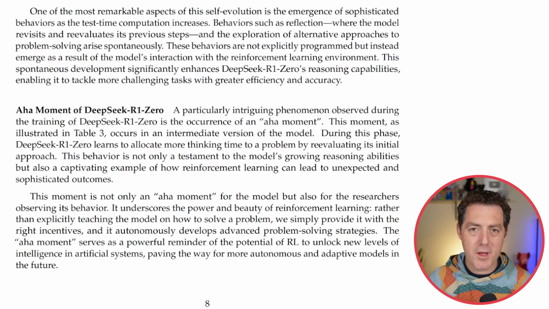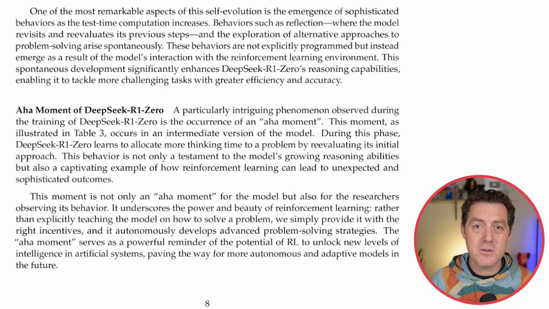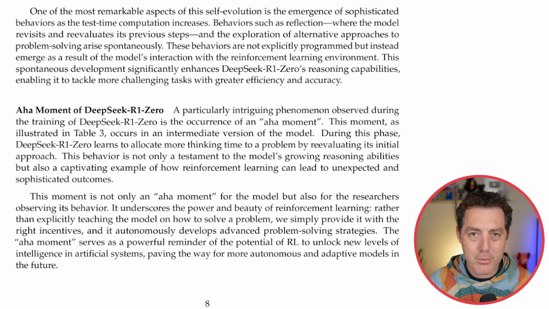So let me talk a little bit more about the aha moment before I show you how the Berkeley student was actually able to reproduce it. So a particularly intriguing phenomenon observed during the training of DeepSeek R1-Zero, remember this is the non-instruction tuned version, is the occurrence of an aha moment. This moment, as illustrated in Table 3, occurs in an intermediate version of the model. During this phase, it learns to allocate more thinking time to a problem by reevaluating its initial approach. This behavior is not only a testament to the model's growing reasoning abilities, but also a captivating example of how reinforcement learning can lead to unexpected and sophisticated outcomes.